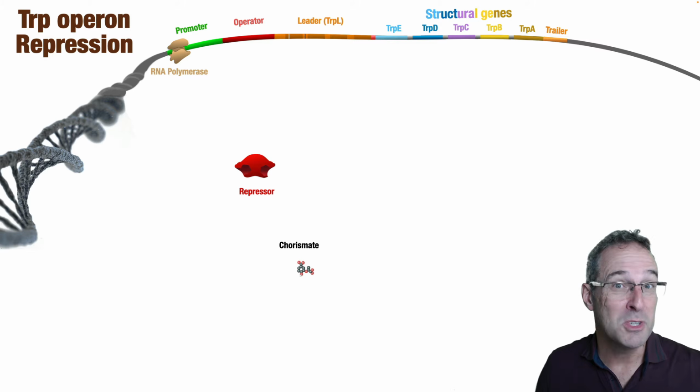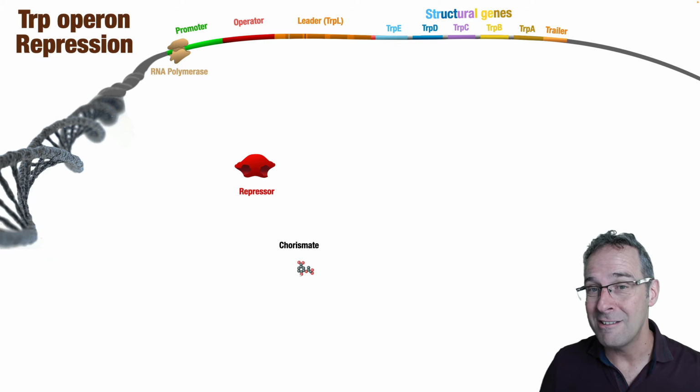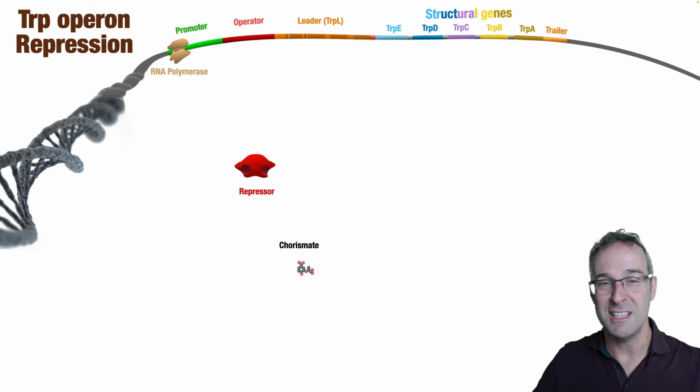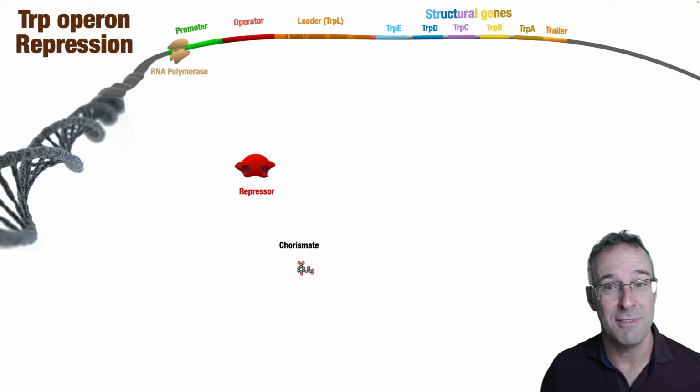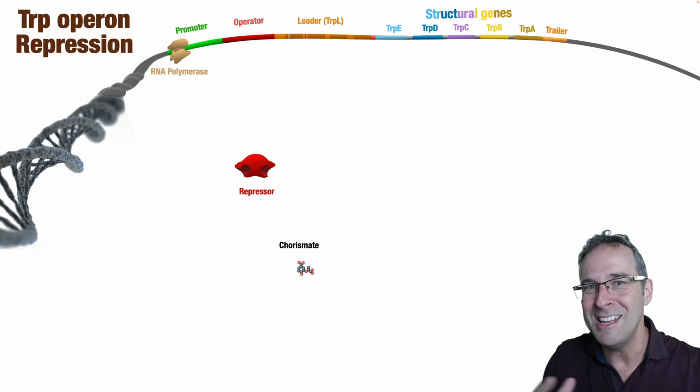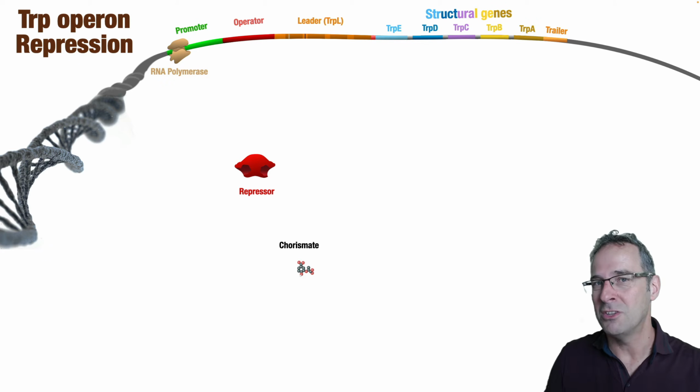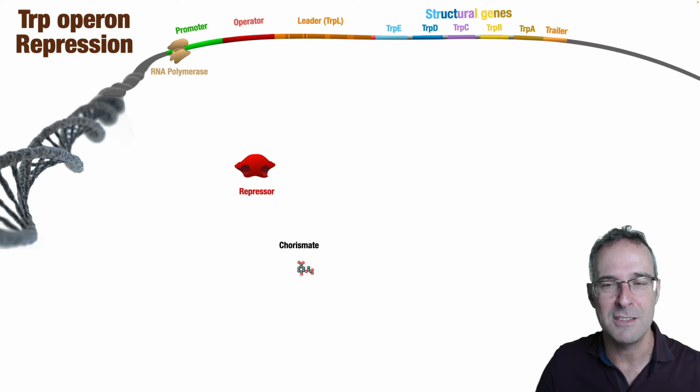There's another difference between prokaryote genes and eukaryote genes: prokaryotes have this region called an operator after the promoter. In eukaryotes, we don't have an operator. We have other mechanisms that achieve the same purpose, but we don't have this operator between the promoter and the structural gene.